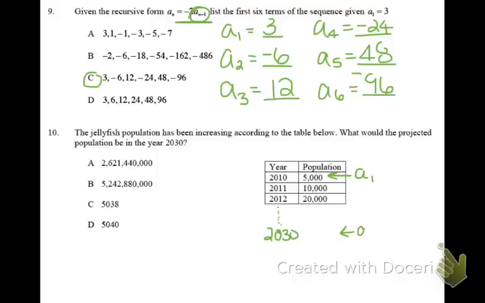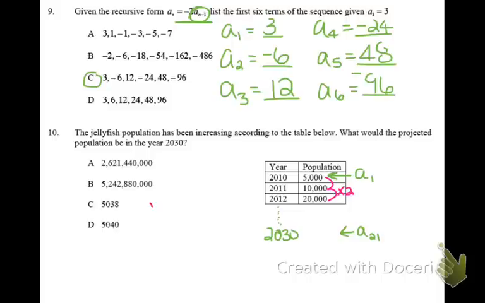Let me rewrite that because it looks bad. Okay, so you're going from 2010 to 2030. If you count it out, you are actually looking for your 21st term. So we have the first term, which is 5,000. We're trying to find the 21st term, and we need to pay attention to what's happening with the table. So from 5,000 to 10,000 to 20,000, you're multiplying by 2, which makes it a geometric sequence.